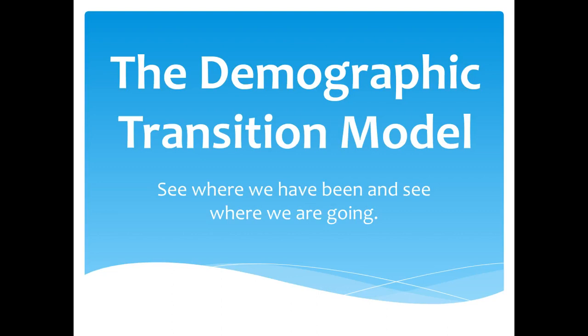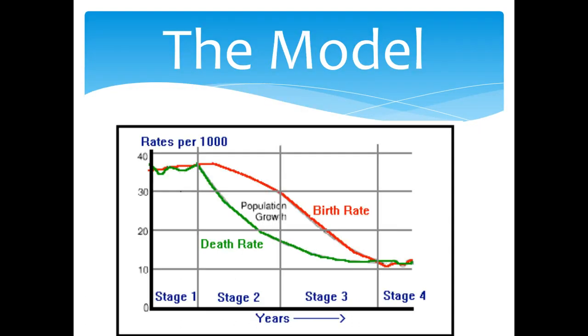Hey, this is Mr. Ammerman, and today we're going to talk about the demographic transition model, one of the most significant models and thought processes in the AP Human Geo world. We want to see where we've been, where we're going, and it allows people who are in the latter parts of the transition to be able to help those in the early parts of the transition.